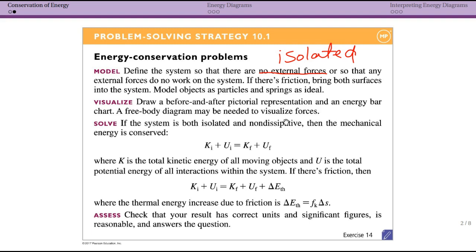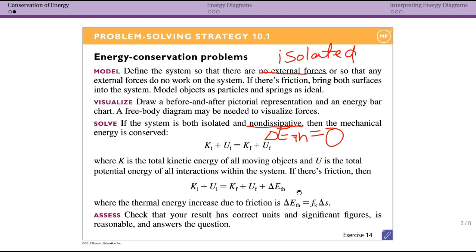So if we have an isolated system that is non-dispersive, so saying non-dispersive means that our change in thermal energy is equal to zero, then mechanical energy is conserved. Mechanical energy is the sum of our kinetic and all of our potential energies. Remember that at this point U could be gravitational potential energy, spring potential energy, or both of them. So in this case, the sum of our initial energies is equal to the sum of our final energies.